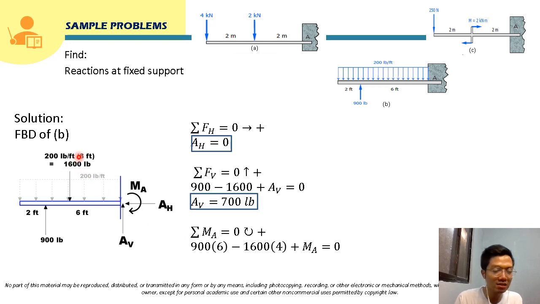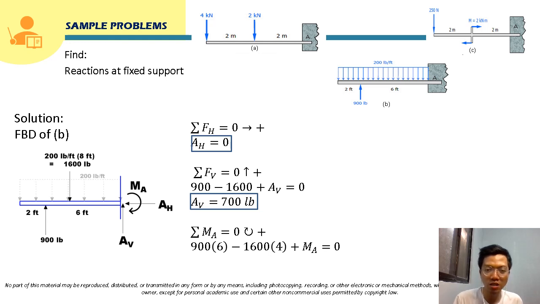Now for this 1,600 pound force, its moment about point A will be 1,600 times its moment arm, which will be 4. So that will be 1,600 times 4, and its rotation will be counterclockwise, so it will be negative here. And then we will just include the reaction moment, MA, here in our summation. Our assumption is clockwise, so it will be positive here in our summation. So it will be equal to 0, so we can solve for MA.